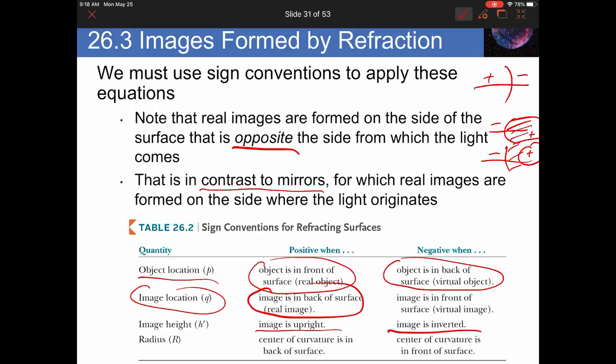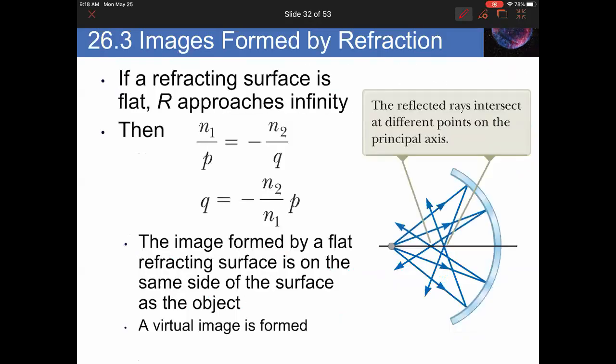Basically the same as mirrors. For the radius, if the center of curvature is in the back of the surface, then it's positive, which is in contrast with mirrors. And if the center of curvature is in front of the surface, then it's negative, again in contrast with mirrors. Make sure you are comfortable with this. All right, so this is what I have: if the refracting surface is flat, r approaches infinity, and you end up with those two equations.